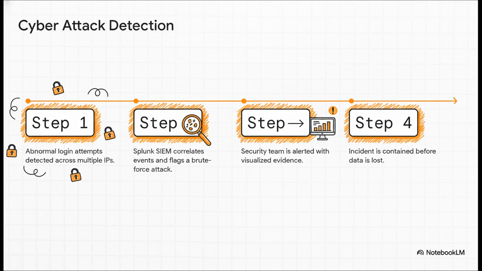Let's walk through a quick cybersecurity scenario. So using its capabilities as a security information and event management tool, that's what SIEM stands for, Splunk suddenly sees a huge spike in failed logins from all over the world. It automatically connects the dots, recognizes it as a brute force attack, and instantly sends an alert with all the visualized evidence to the security team. Because of that speed, the incident gets contained before any real damage is done.